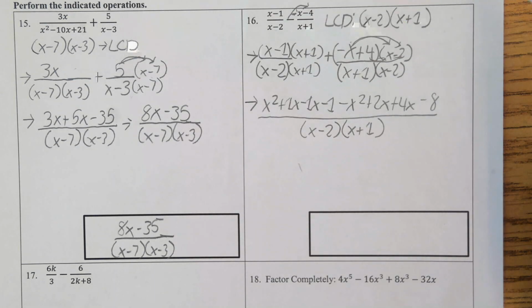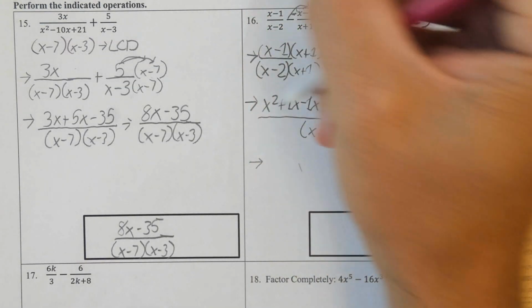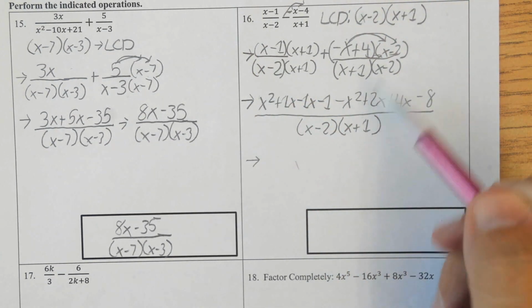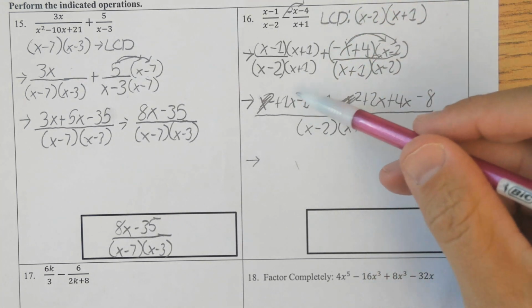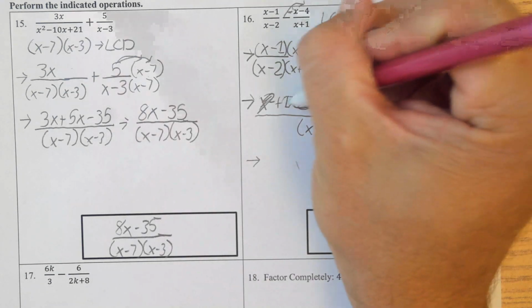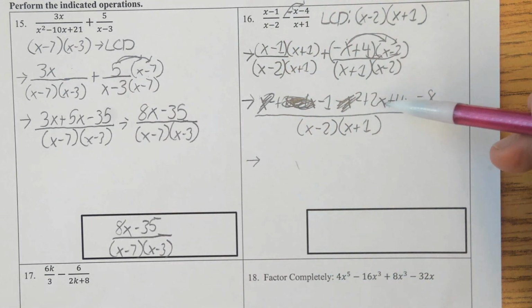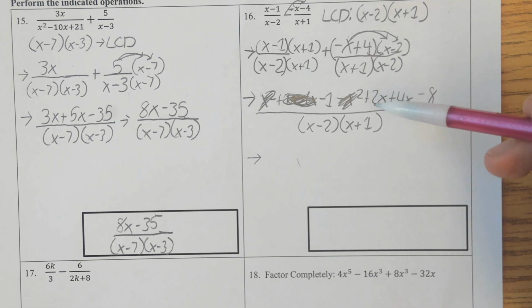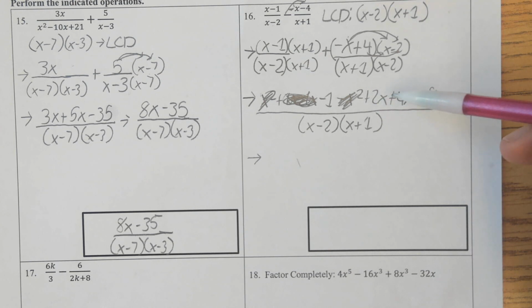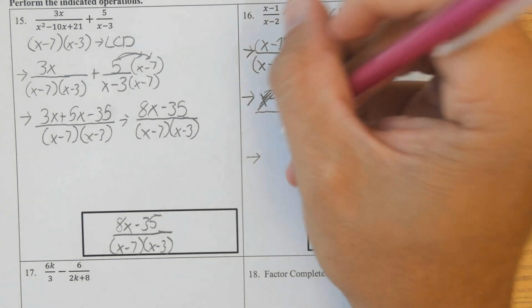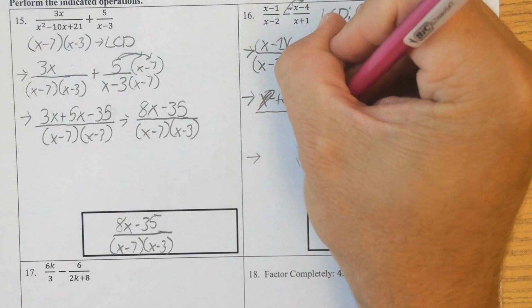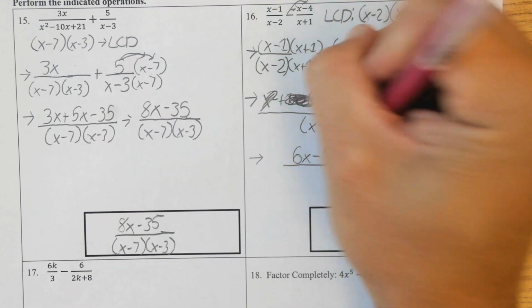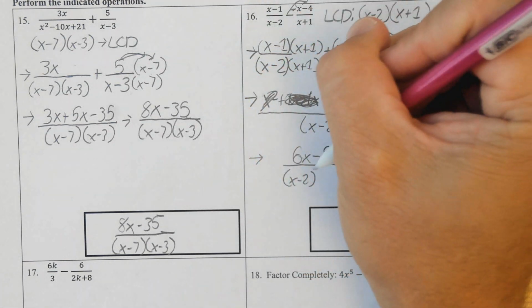Now let's combine like terms here to get our final answer. So it looks like this. The x squareds cancel out because you've got a positive x squared and a negative x squared, so I'm going to cancel them out. I've got 1 minus 1, so these are gone as well. And then I'm just left with 2x and 4x there. So I'm left with 6x. And then negative 1, negative 8. So I'm just left with 6x minus 9 over x minus 2, x plus 1.